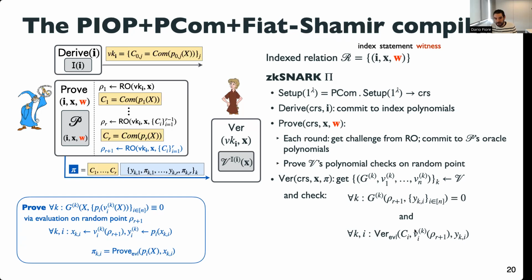That if C_i is a commitment to polynomial P_i, when you evaluate it on V_ik of rho_{r+1}, which is the input of the polynomial, then you get y_ik, right? So that's essentially the statement you want to prove. All right, so this is the compiler, okay? And several works have proved that this compiler gives you knowledge sound SNARKs, if the polynomial IOP is knowledge sound, and if the polynomial commitment is knowledge sound as well.